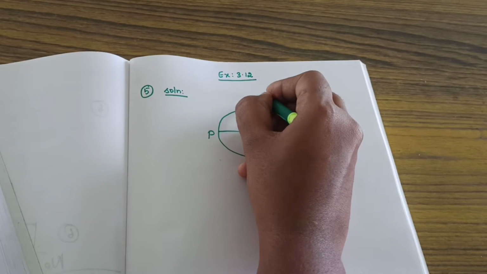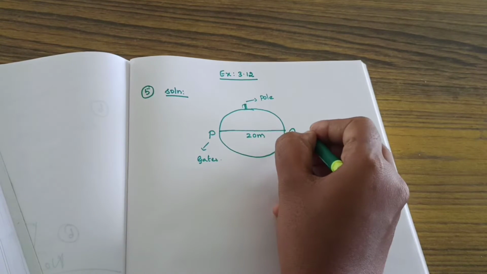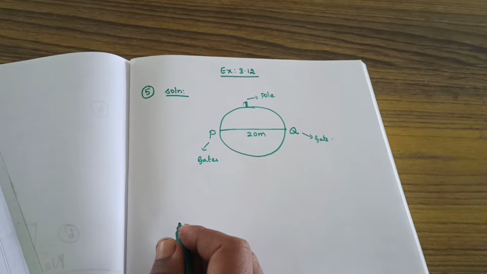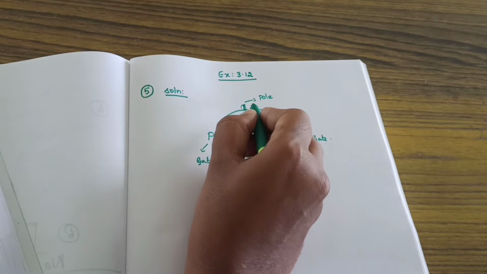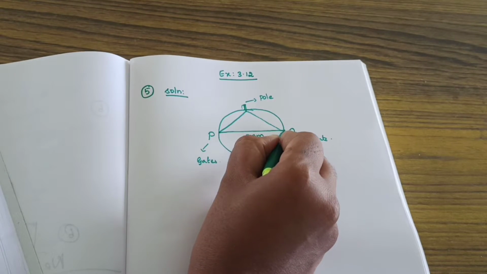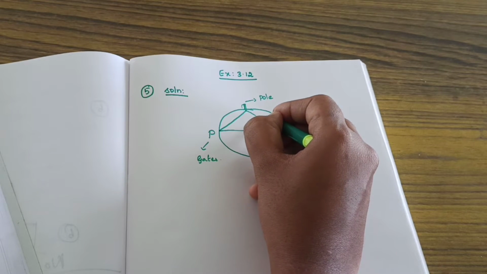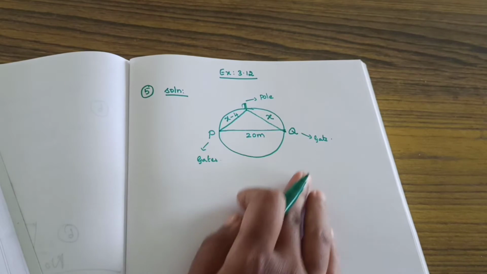This is the pole and these two are the gates, for your reference only. The distance between the pole and one gate and the pole and the other gate differs by only 4 meters. Sometimes we can take this as x, which means this is x minus 4. The difference is 4 meters.